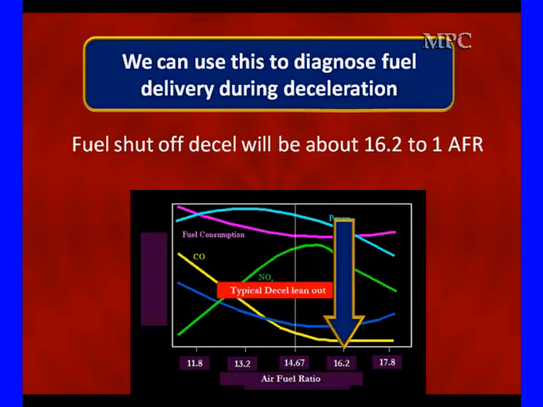Fuel shutoff on decel takes us out to about 16.2 to 1 air-fuel ratio. We can read that. This gives us ways to diagnose fuel delivery during decel. If we have leaking injectors or some other source of fuel, we will not be able to get to 16.2. This is another point we could not read with a narrowband.